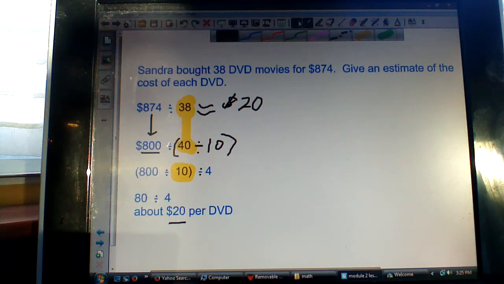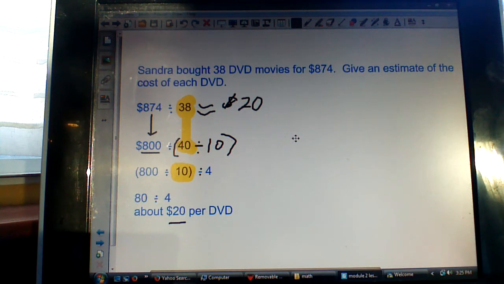This is where you would stop, pause the video, write these steps down in your notebook, and if you don't understand this, rewatch the video. Okay? So pause and do what you need to do, and when you're ready, hit play.